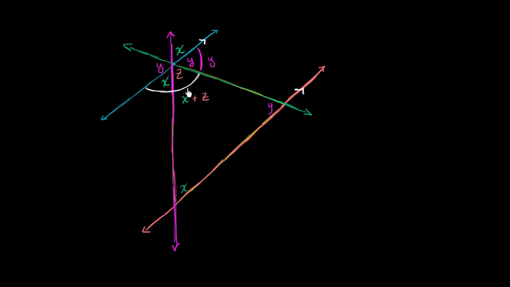So the measure of this white angle, which is x plus z, plus the measure of this magenta angle, which is y, must be equal to 180 degrees because these two angles are supplementary. The measure of the white angle, x plus z, plus the measure of the magenta angle, which is supplementary to the white angle, must be equal to 180 degrees.